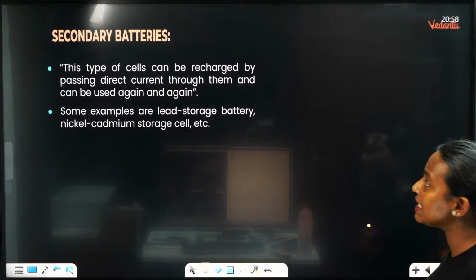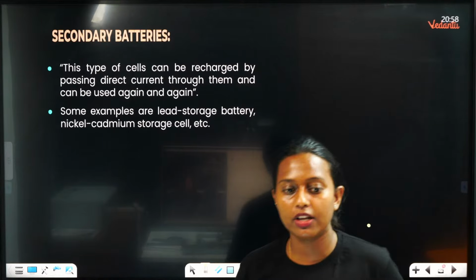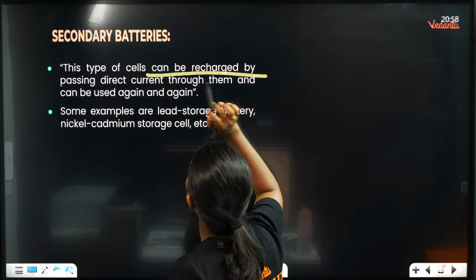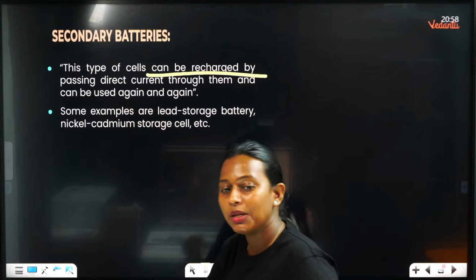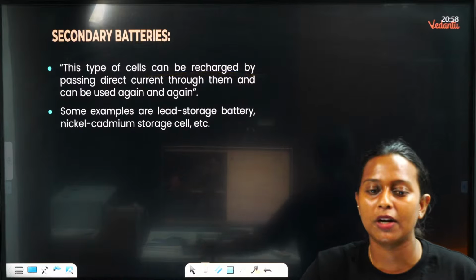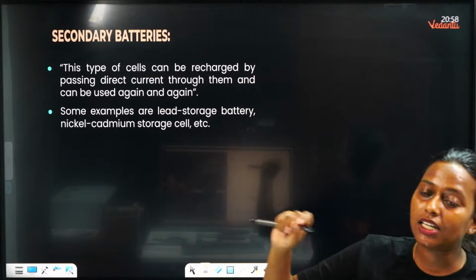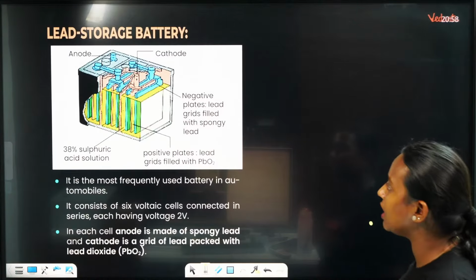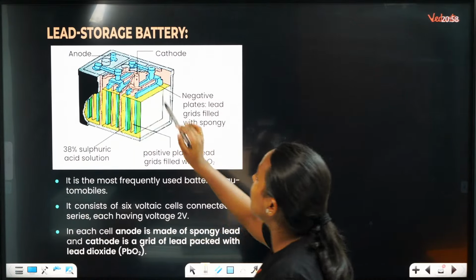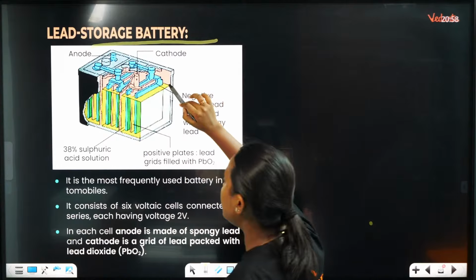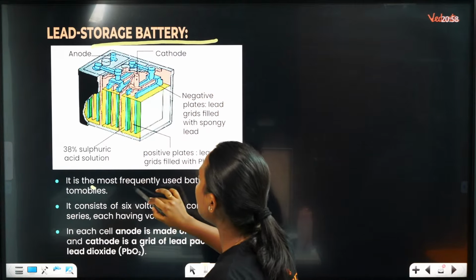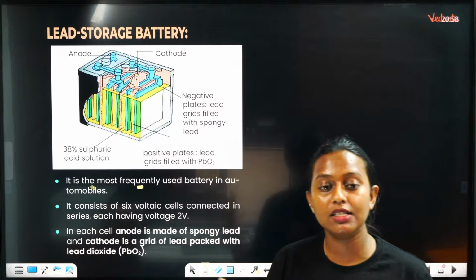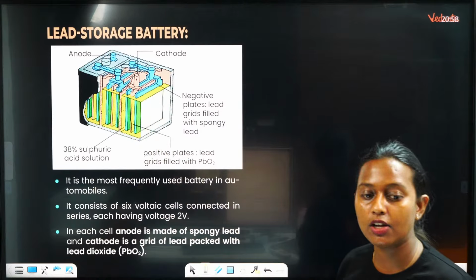And here you can see secondary batteries. This type of cell can be recharged; secondary means we can recharge and reuse it. For example, the lead storage battery. It is the most frequently used battery. Normally in automobiles and vehicles, the lead storage battery is used.